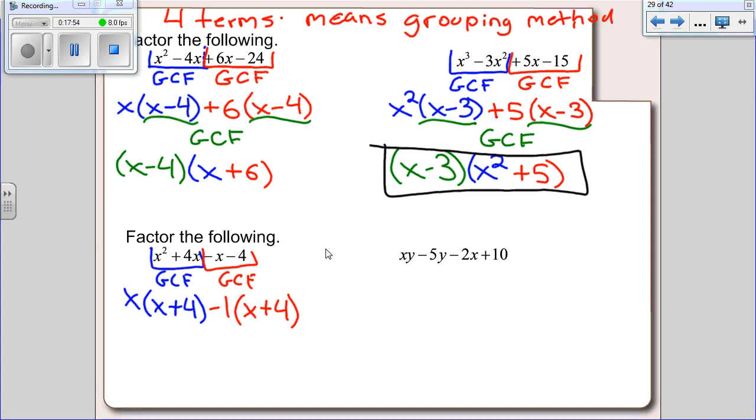If you do the grouping method properly, you should always have something you can now GCF out of the entire question. It'll always be whatever's in brackets. So the x plus 4 should be in brackets for both terms, the blue side and the red side. In this case, it is, so that means I've done it properly. So I go x plus 4 out front, and then whatever's left from the blue side and whatever's left from the red side go in brackets. That is my final answer after I've factored it.